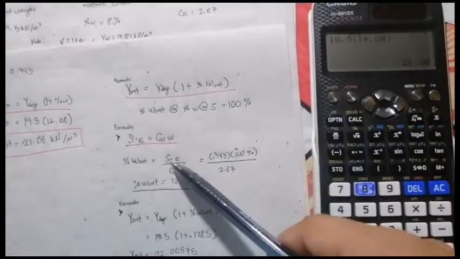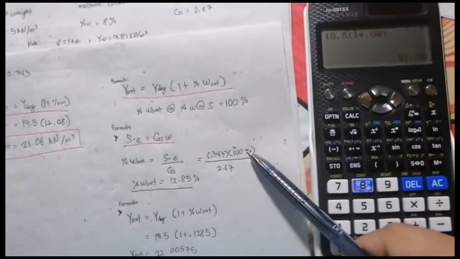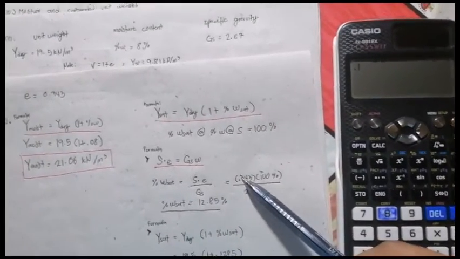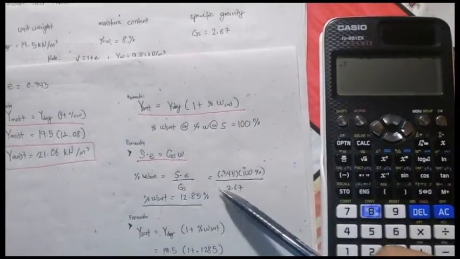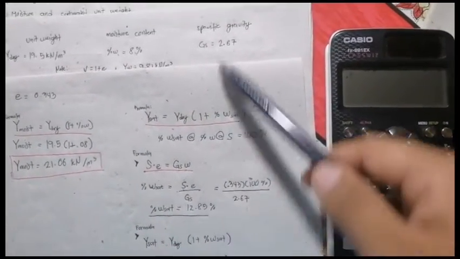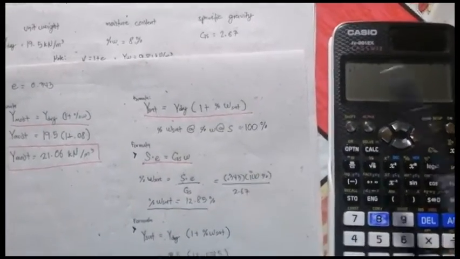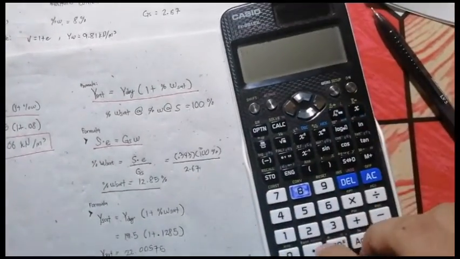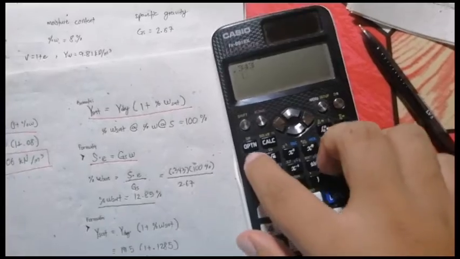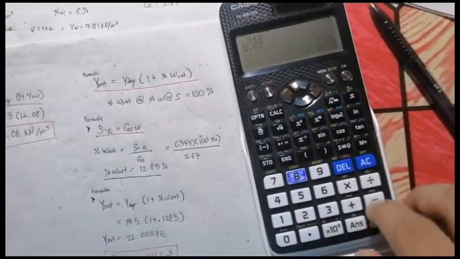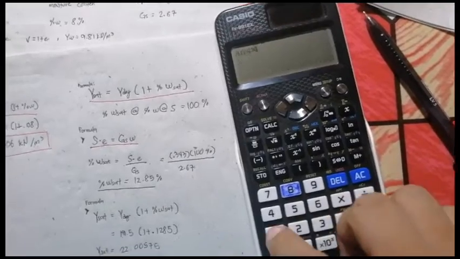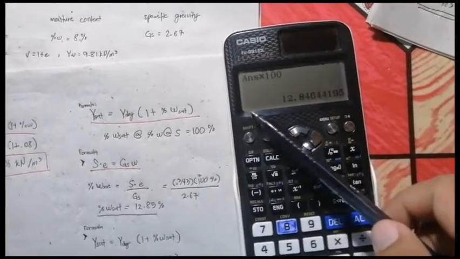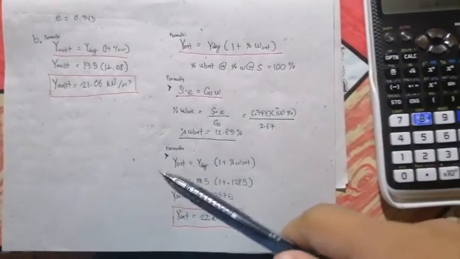Substitute natin: meron tayong S, which is 100%, e natin or the void ratio, which is 0.343, at ating specific gravity na given, 2.67. So, solve lang po natin ito: 0.343 over 2.67 times 100, which is 12.85%.